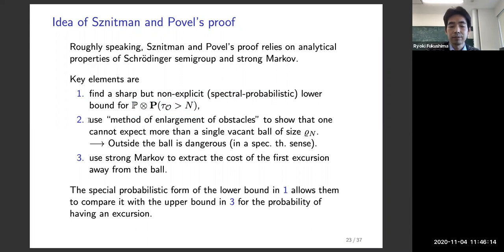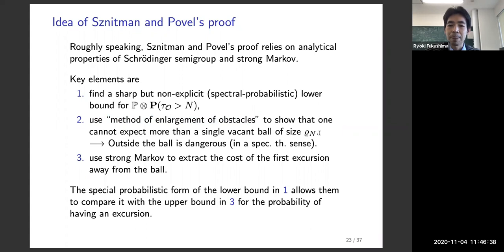And then for the upper bound, so you have a good lower bound for the denominator. Now you have to give an upper bound for the numerator. And in this part, they use something called the method of enlargement of obstacles. This I will not tell you anything about. You have to read the 300 pages book by Sznitman to show that one cannot expect more than a single vacant ball of size rho n.